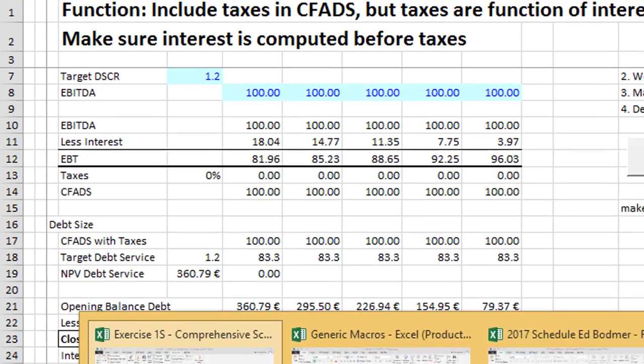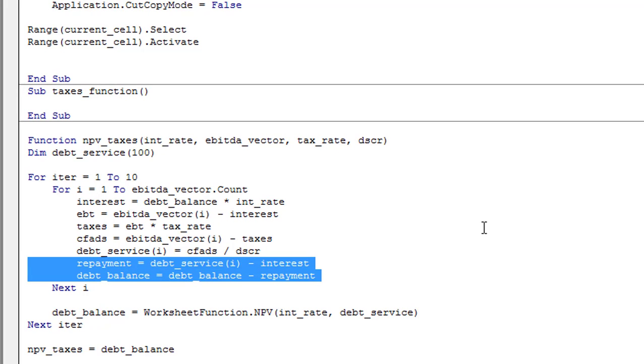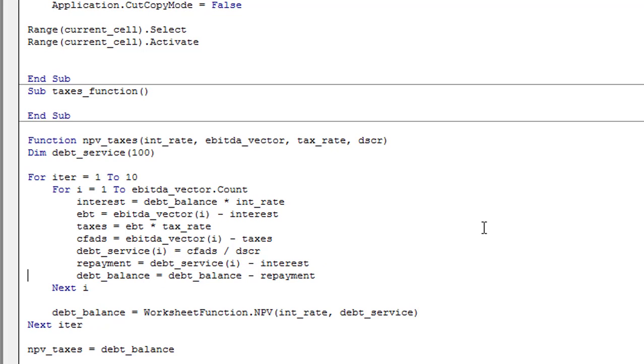Okay, two mistakes. First, I forgot to put in the repayment, so the debt balance had to go down. Second, I had to put this thing called worksheet function into the NPV. Two mistakes I made on purpose. That really forces you to think.